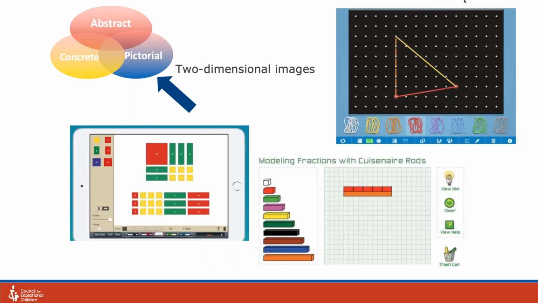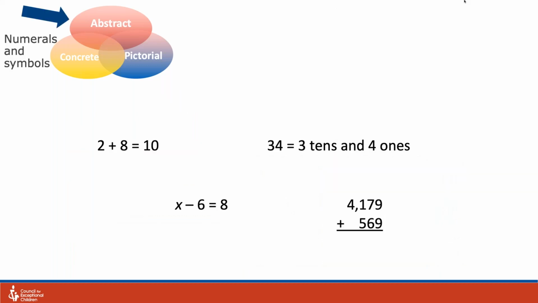And we also have a lot of two-dimensional pictorial images that are found online through technology. So here we have examples of algebra tiles that can be on an iPad. We have examples of Cuisenaire rods, an example of a digital geoboard. So these are still two-dimensional. Students are touching and moving them around, but these pictorial technology tools can help students also understand the math concepts and procedures. Then we also focus on the abstract, which are the numerals and symbols. I would add to that the words of mathematics as well.